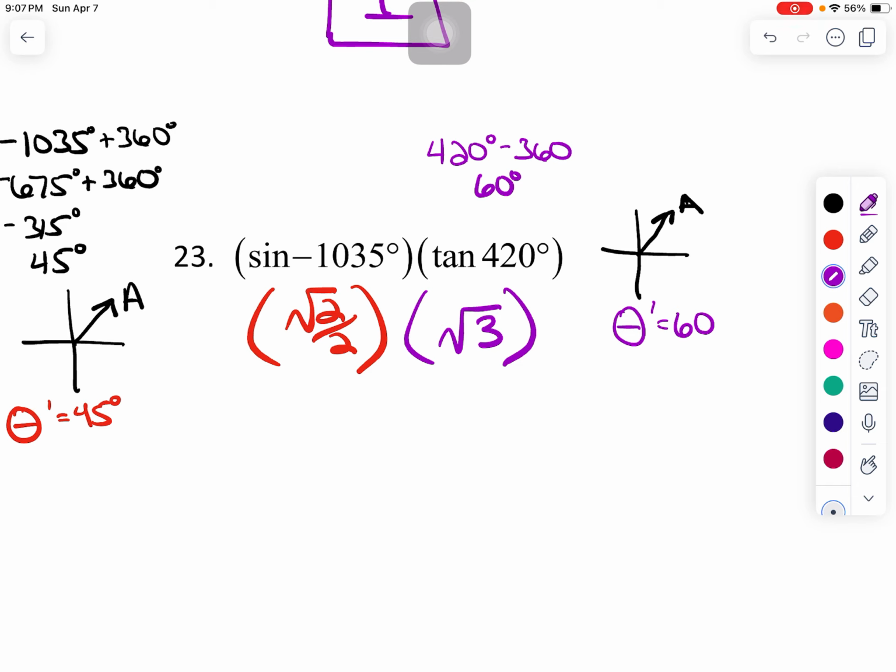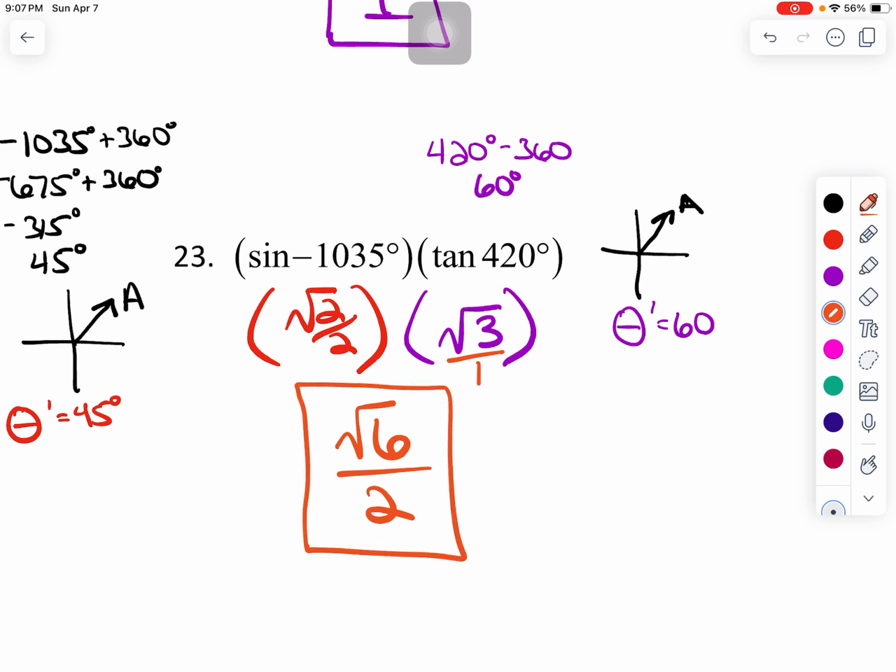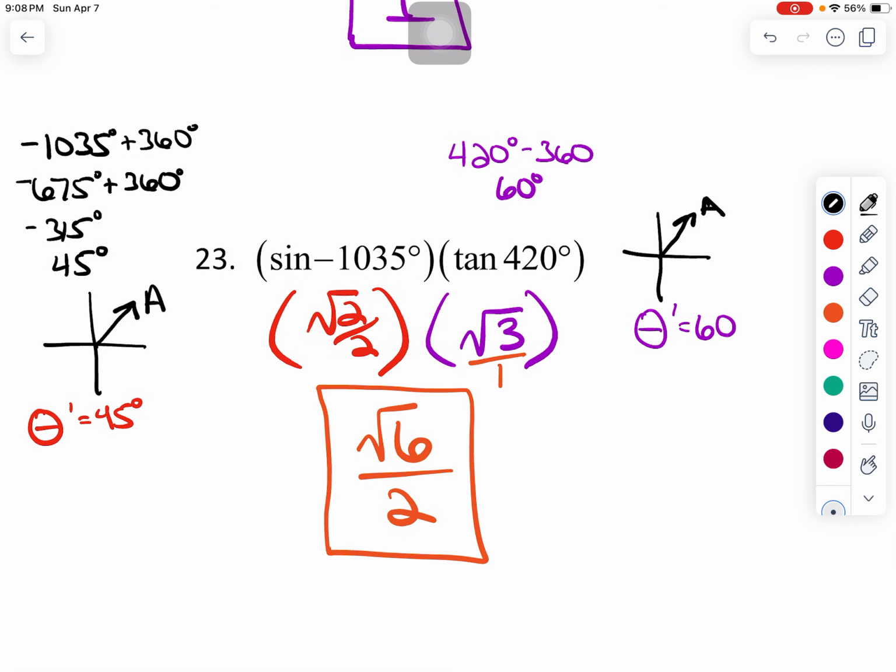Now, I don't need to rationalize anything, but I do need to multiply. Now, if you need it, that would be over 1. You're going to multiply numerator to numerator. Root 2 times root 3 is root 6. Denominator times denominator, 2 times 1 is over 2. No, you cannot divide these. Your answer is just going to be root 6 over 2. All right, so let that be. Number 23 is done. Again, using coterminal angles as needed. In this case, we were in degrees.